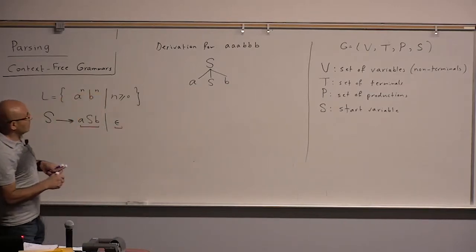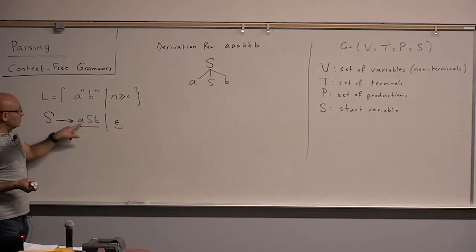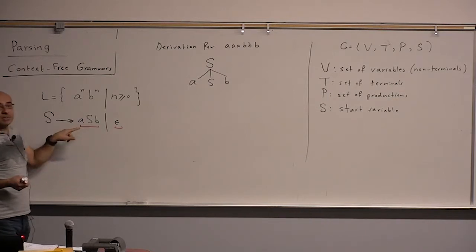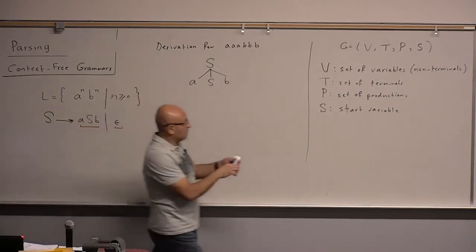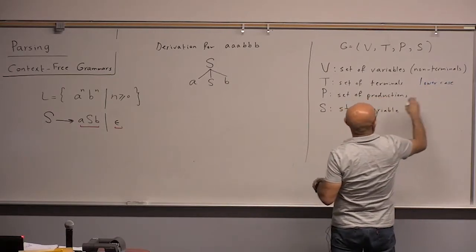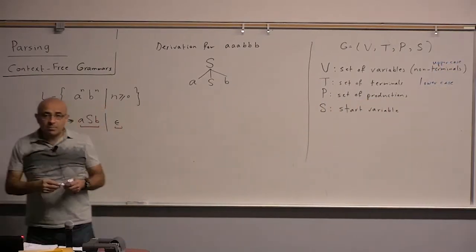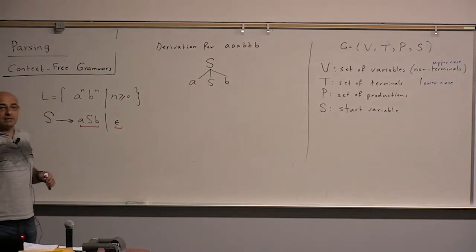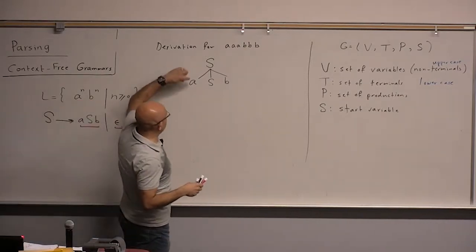By the way, here I'm following the convention of writing terminals in lowercase and variables in uppercase. Terminals are in lowercase, variables are in uppercase. There are other conventions, some people underline terminals. So there is another convention for writing grammars where people underline terminals. So in this case, we substitute ASB for S.